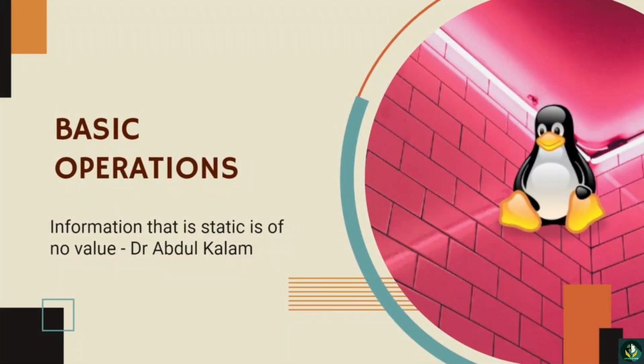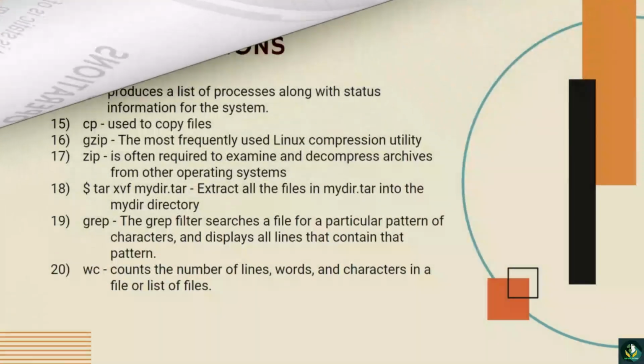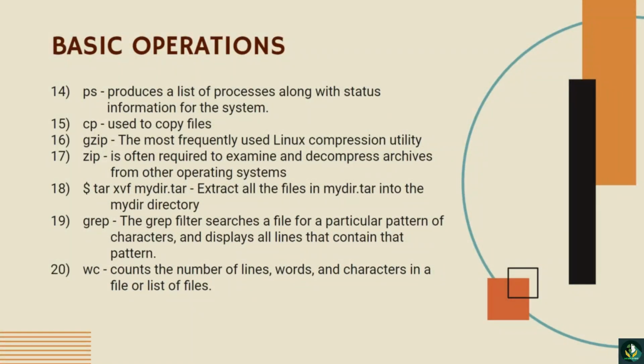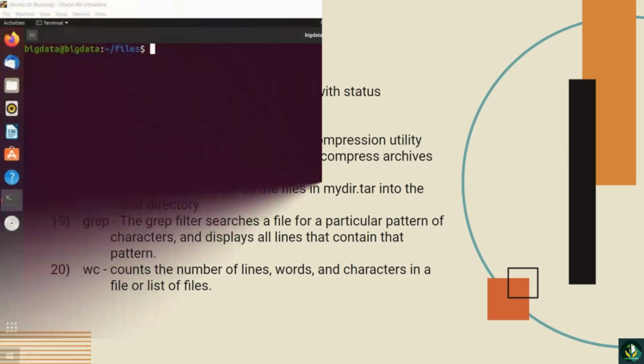Welcome back. In this section we are going to continue with our basic operations, that is the ps and cp commands. ps produces a list of processes along with status information for the system. We are also going to see the cp command. It's used to copy a file from one location to another or to the same location. So let's get started with the practical demonstration.